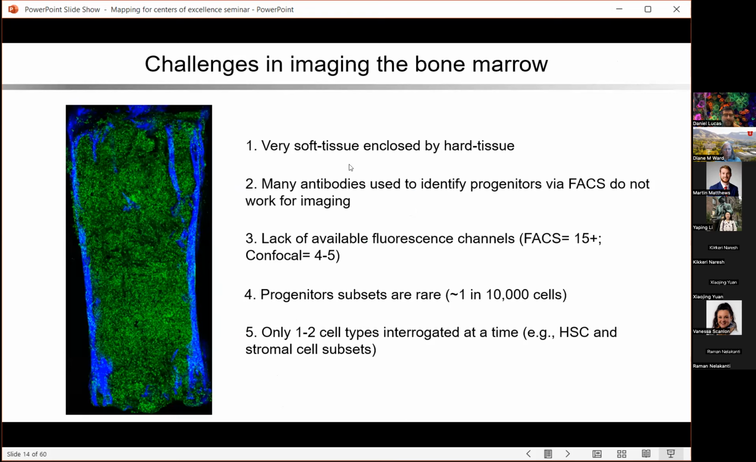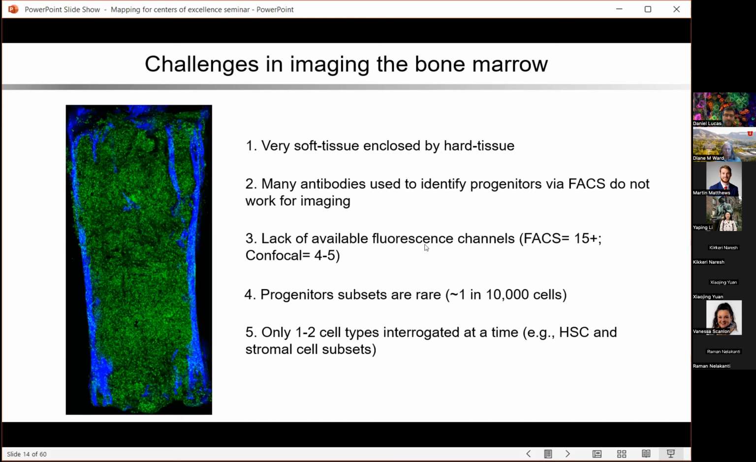You have the softest tissue. The marrow is essentially a soup of cells that are loosely attached to each other and enclosed by the hardest tissue, the bone. And the field has had to develop many different methods to try to interrogate this. The second problem is that many of the antibodies used to identify the progenitors using flow cytometry don't work for imaging, either because the epitopes are masked or because the signal is too dim for detection.